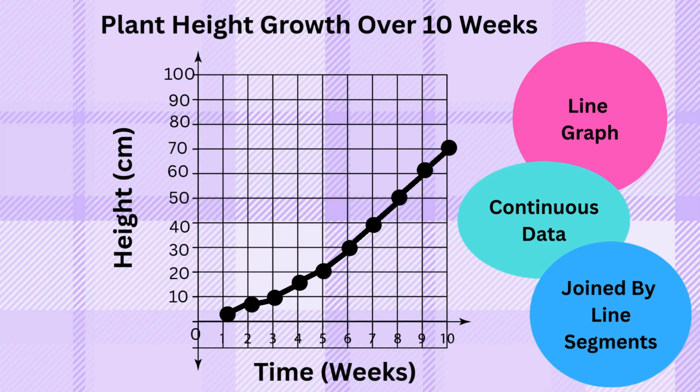For example, if a plant was 10 centimeters tall in week 3 and 15 centimeters tall in week 4, the line between these points helps us estimate that it might have been about 12.5 centimeters tall halfway through that week.